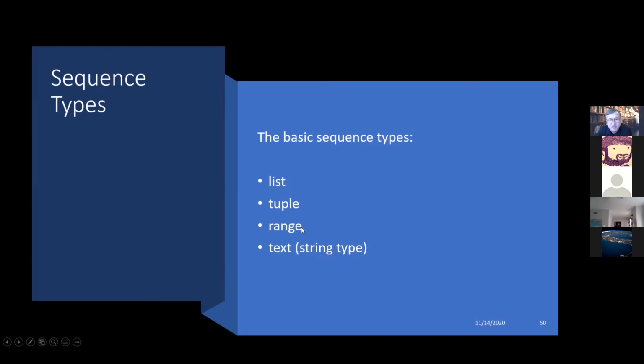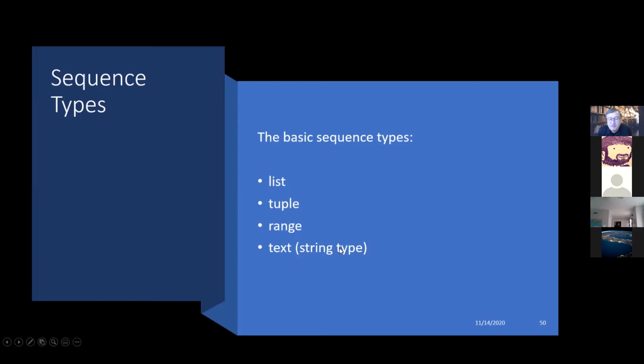A range is a sequence type where it's a sequence of numbers that are produced as you need them. So before we had the example of using range. If you say range from 1 to 20, it doesn't generate 20 numbers. It generates each number one by one as you need them. So if you need a large range of numbers, instead of them taking up memory and being stored, they're generated as needed.